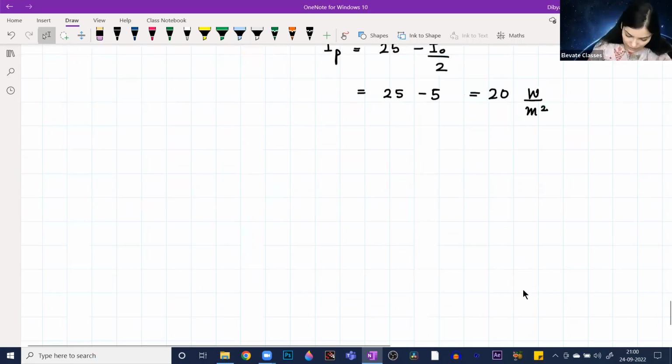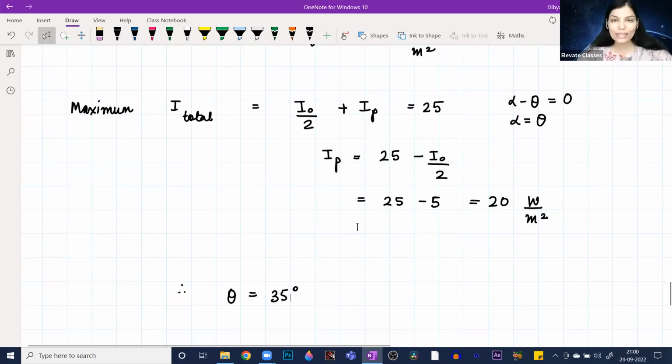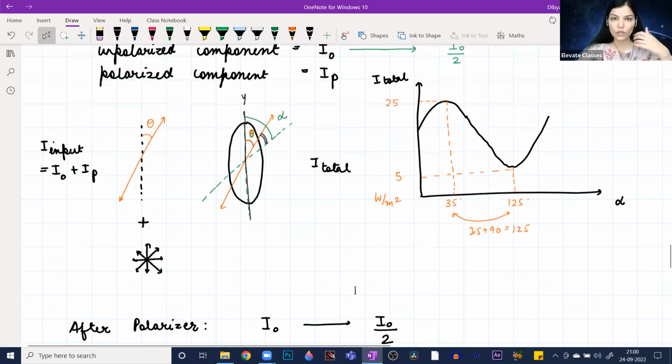So therefore the theta is actually equal to 35 degree and not equal to 125. So we don't have to figure that out क्योंकि theta तो fixed है, theta तो input में fix है. We are not changing theta, we are only varying alpha.